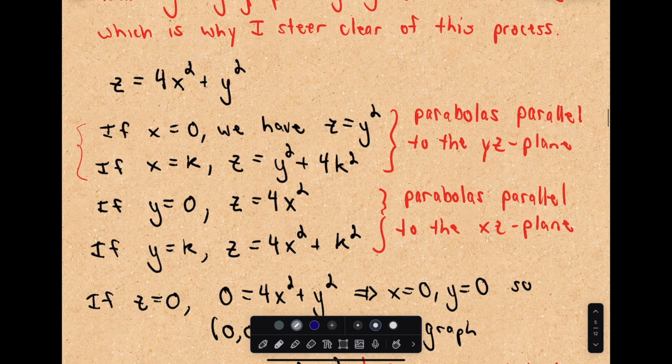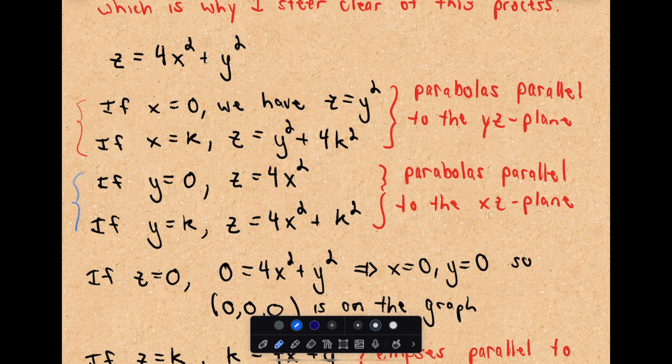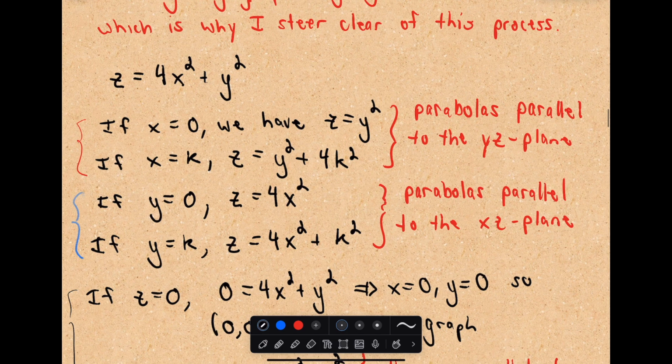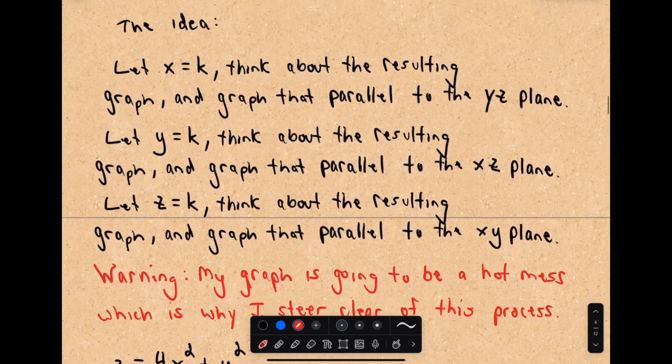Maybe I can graph those in, for y, I'll try to graph that in blue, and maybe the last ones I'll try to put in black, just to sort of separate them. Okay, so if x equals 0, again, we just get z equals y squared, and that's going to be in the yz plane. So we're going to graph those in red, we said.